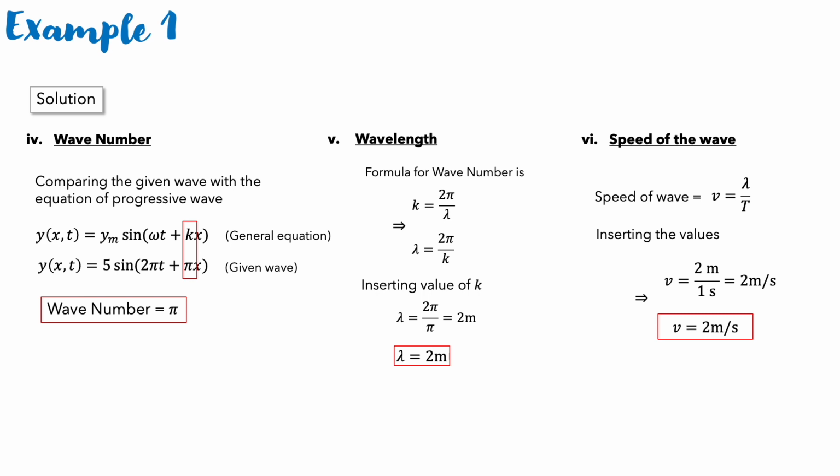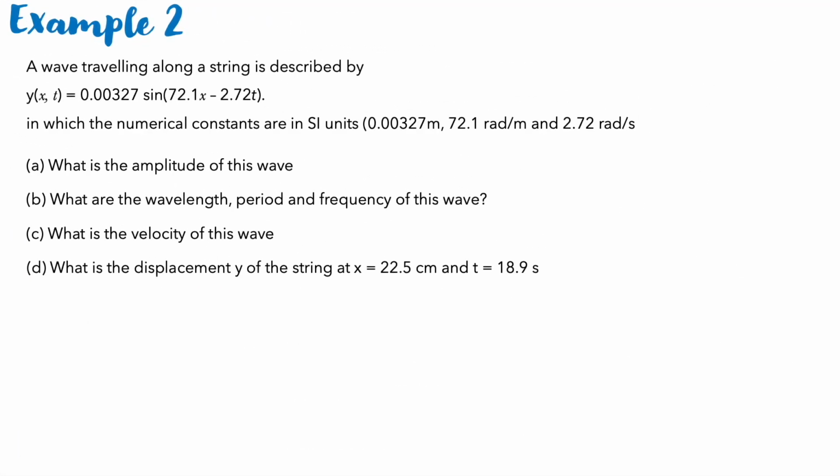Okay, now move to example number 2. In example number 2, a wave traveling along a string is described by this equation. So this wave is in the string. For example, you have a string, you tie one end to a wall, hold the other end, shake it up and down, and you generate a wave in that string, and that wave is represented with this equation. You can compare it with the standard form also.